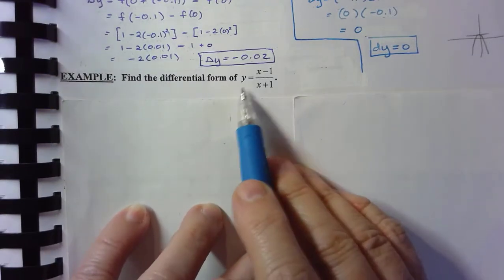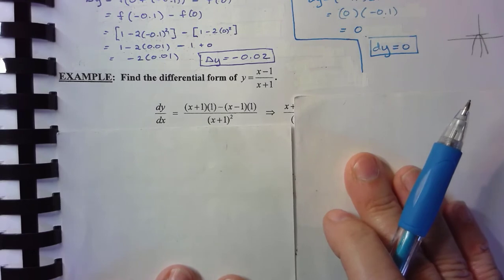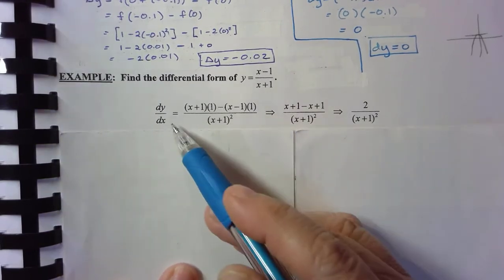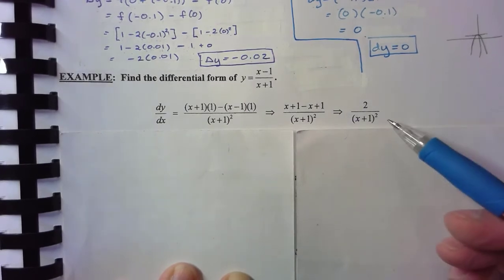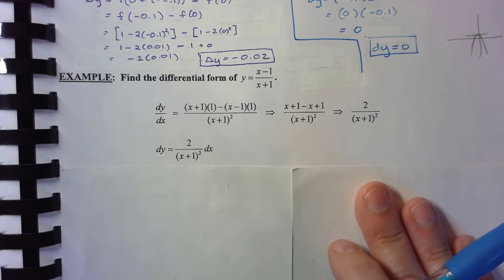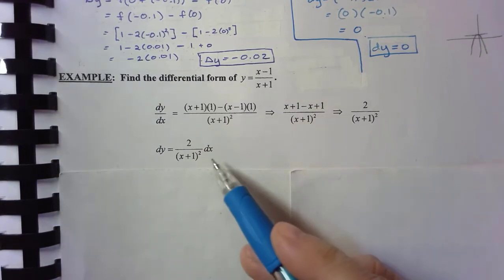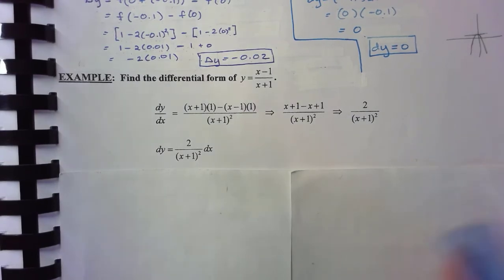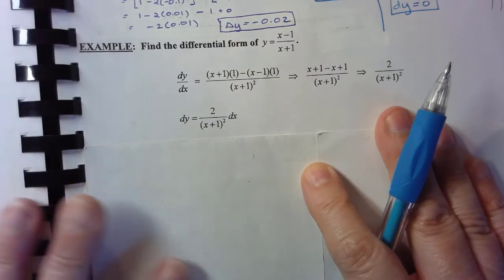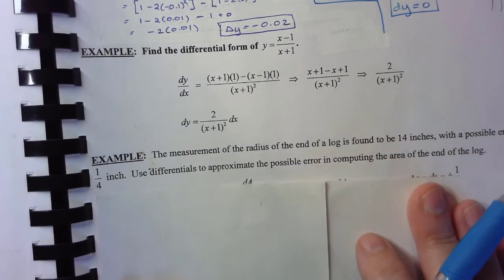Find the differential form of y equals x minus 1 over x plus 1. That's pretty easy. We're just going to use our quotient rule to find the derivative. Do a little bit of algebra. So dy/dx equals 2 over x plus 1, the quantity squared. And differential form is simply dy equals 2 over x plus 1, quantity squared, dx. This form is going to be really important when we start chapter 4 in the next lecture manual, which you are picking up next week.